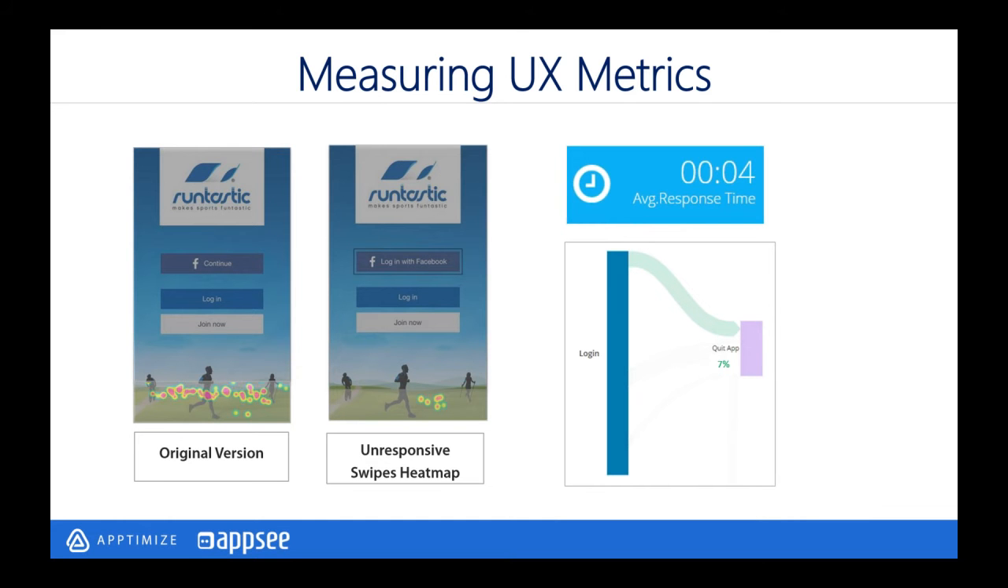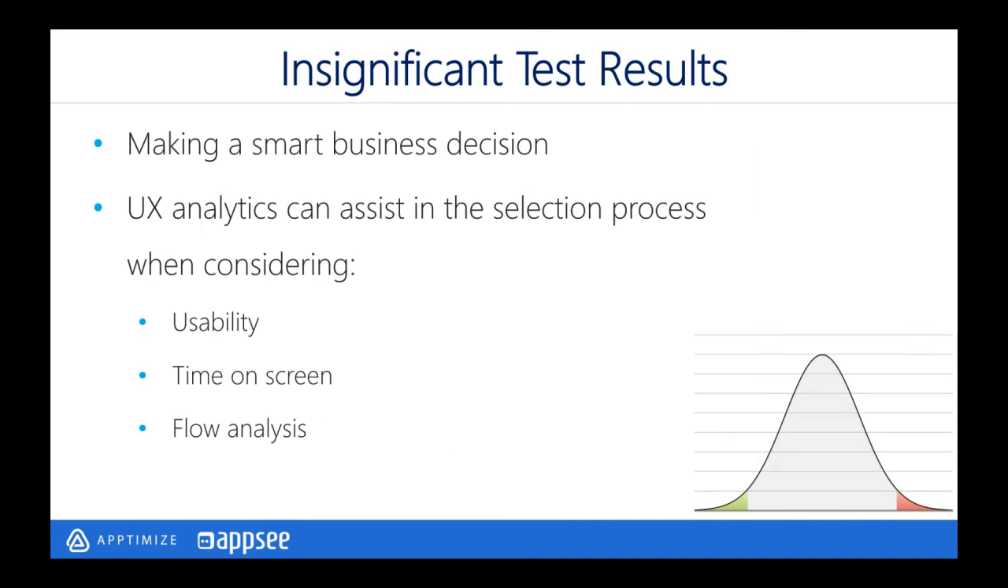But what happens if we conduct a test on Optimize and we get a result that is not statistically significant? Obviously the first option is to wait and keep the test running for a longer period of time. But because we want to make fast and smart business decisions, UX analytics can actually assist us when we tackle the problem of a test with an insignificant result.